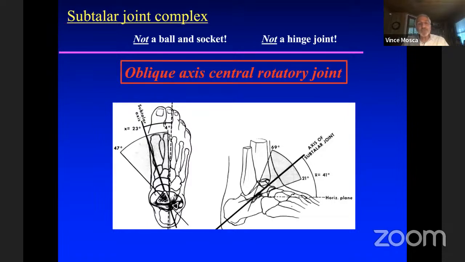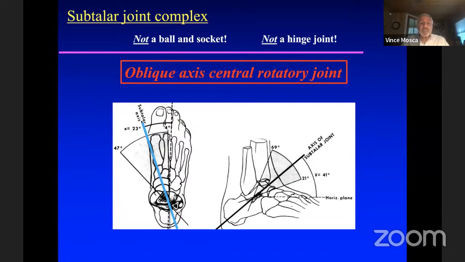Well, I came up with this very, very long term. And it's too much to digest right away, but truthfully, the subtalar joint is an oblique axis central rotatory joint. I'll try to break that down. I couldn't make it any shorter, and if I made it an acronym, it wouldn't help. But here's the idea. The subtalar joint, below the talus, between the talus and the calcaneus and the associated bones, has an axis that is not in the frontal plane, not in the coronal plane, and not in the sagittal plane. It's an off axis. That's particularly what makes it challenging.